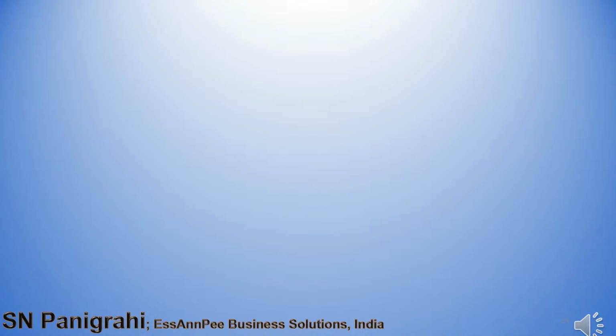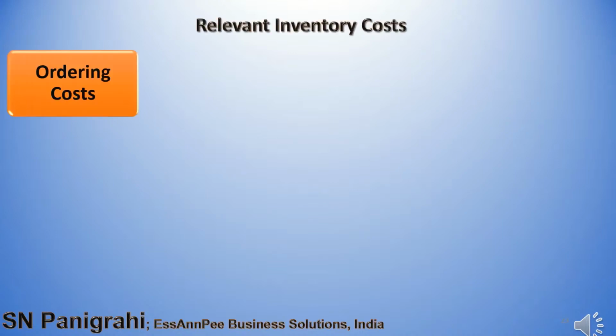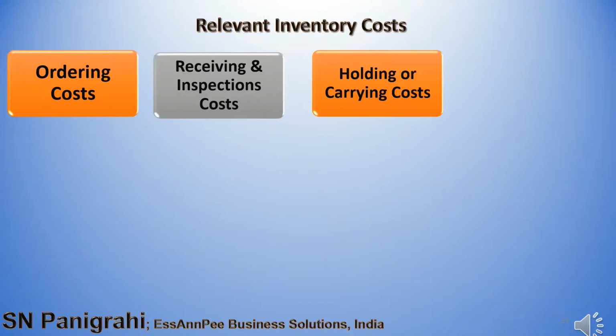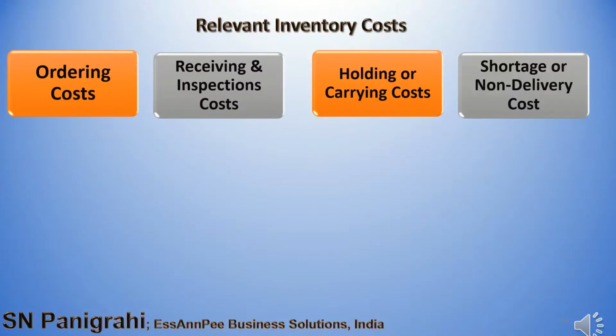Let's now discuss relevant inventory costs. Inventory costs are the costs associated with the ordering, receipt, storage and management of inventory. It includes costs: ordering costs, receiving and inspection costs, holding or carrying costs, shortage or non-delivery cost.